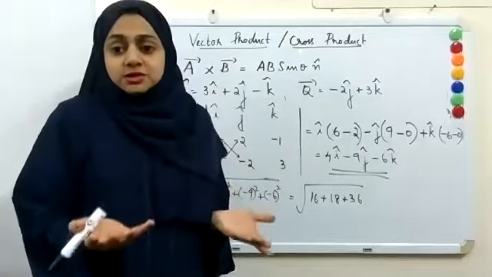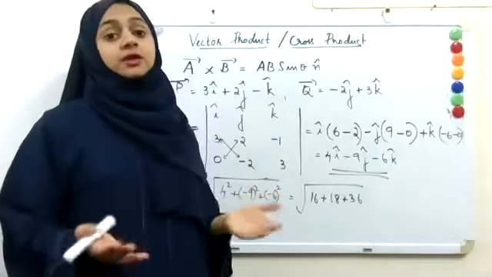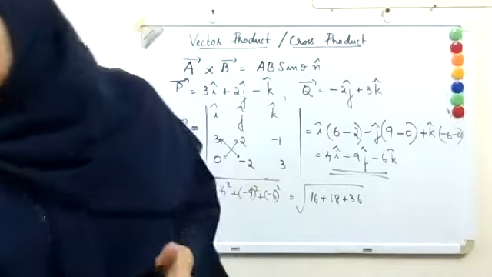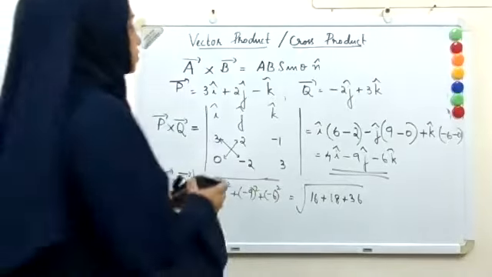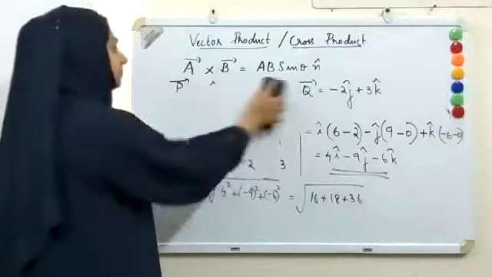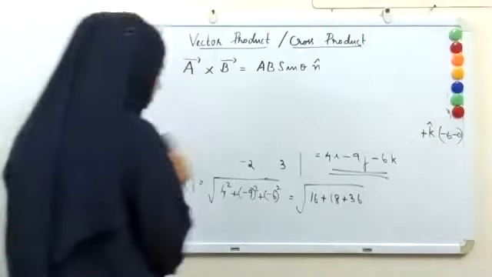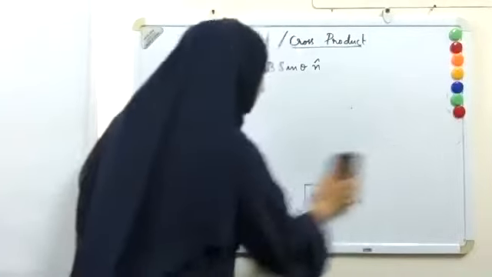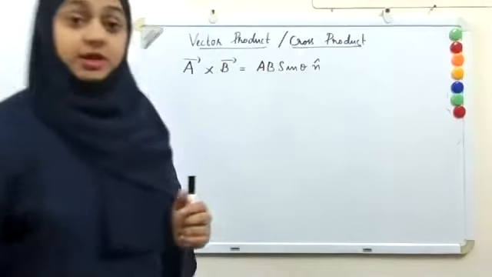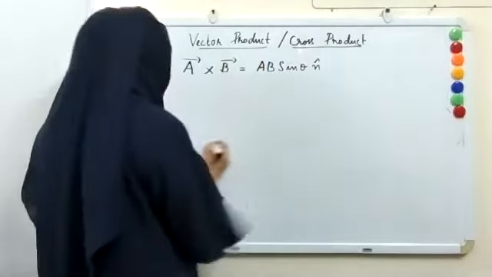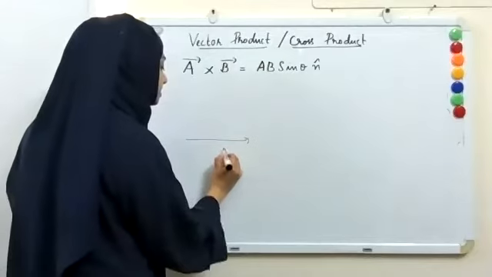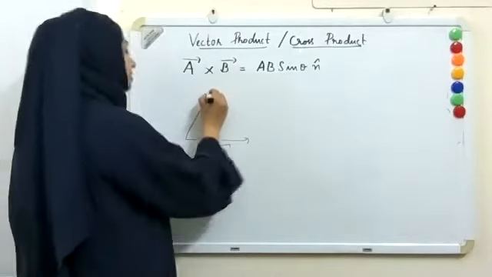Now, what is the relevance of finding the cross product? What is the meaning of the cross product between two vectors? Suppose you have these two vectors, vector A and vector B.